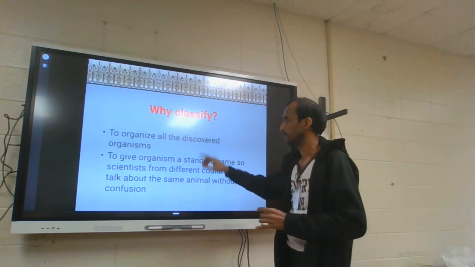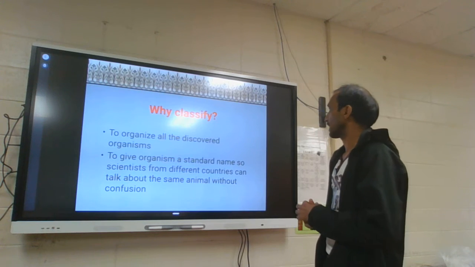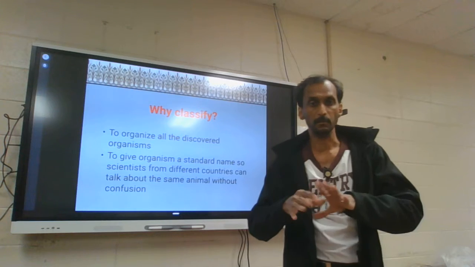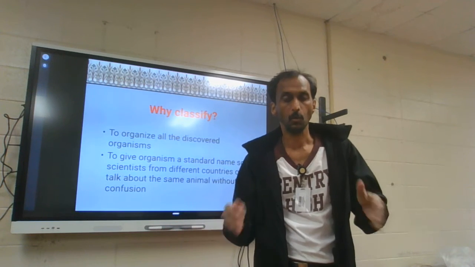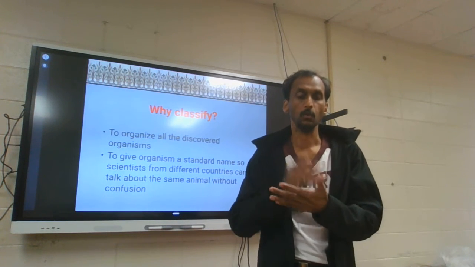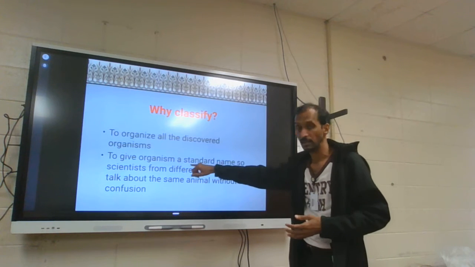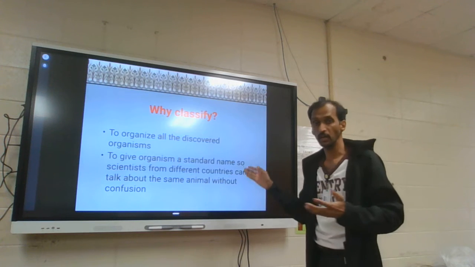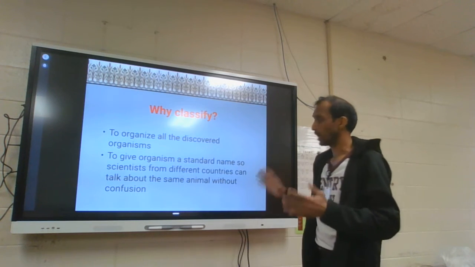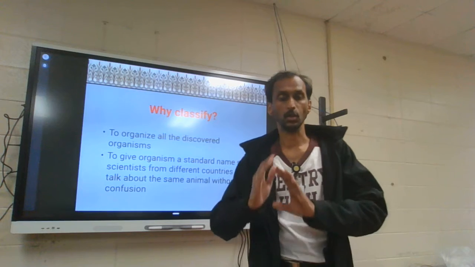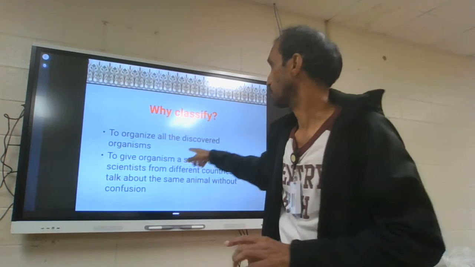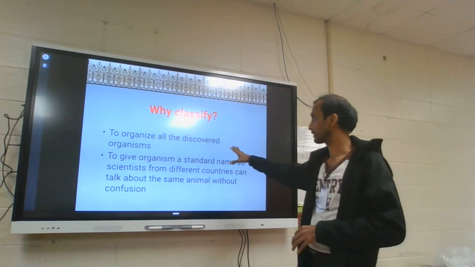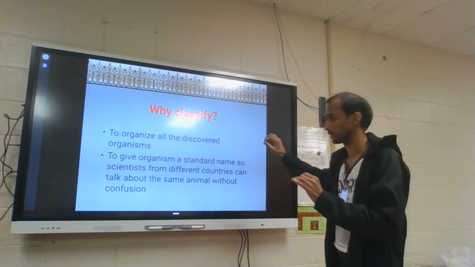That's the purpose. The next one is giving an organism a standard name, which means that wherever the animal lives across the globe, we have a particular name to identify it. That's why we call it a standard name. So scientists from different countries can talk about the same animal without confusion. That is the purpose of the classification of all living things. This is a very important chapter in science.